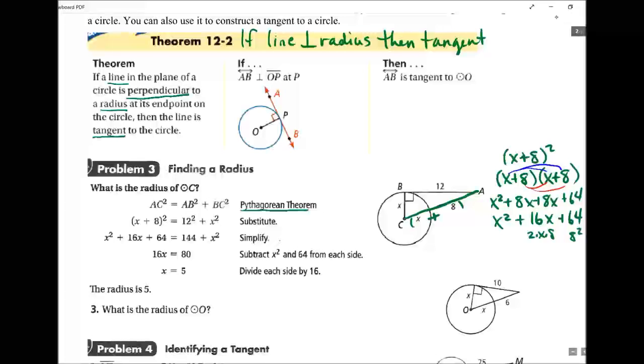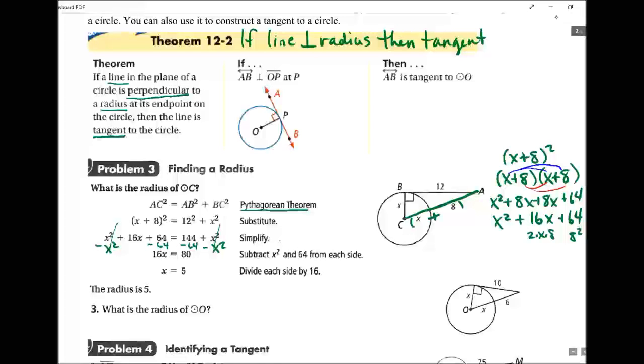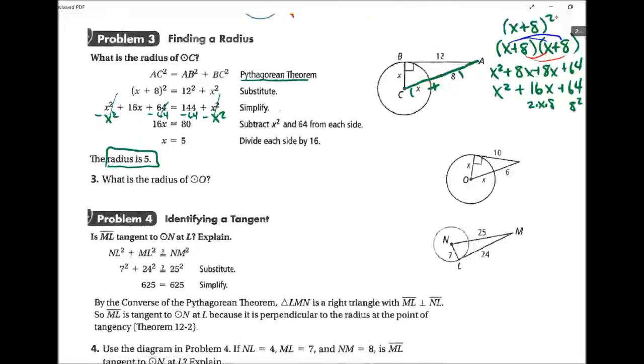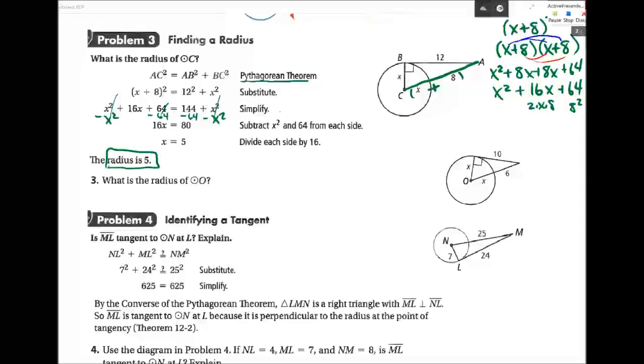And so then when we get over here, we subtract x squared from both sides. Oh, yay! Our x squareds are going to cancel out on both sides. That makes life so much easier. And then we subtract 64 from both sides, and we are left with 16x equals 80, and it's simple math, and our radius is 5. All right, go ahead and pause the video and do the next example. We'll leave that there to look at.